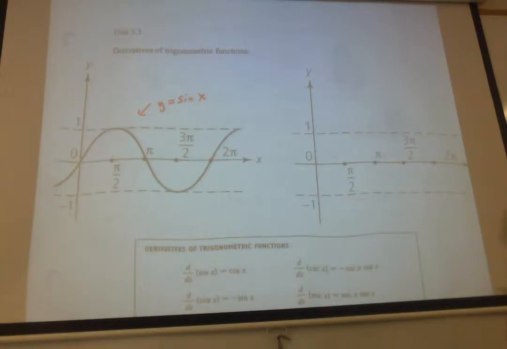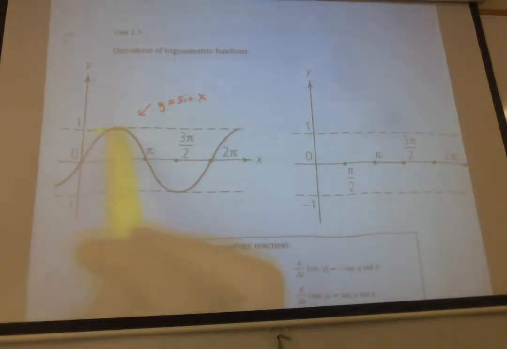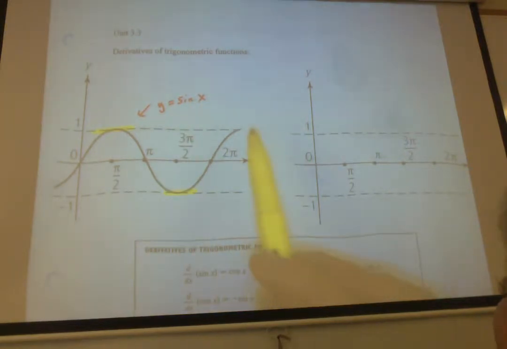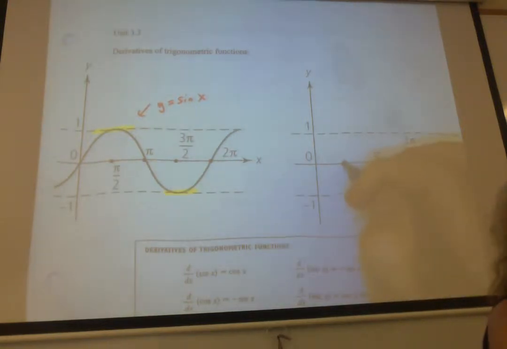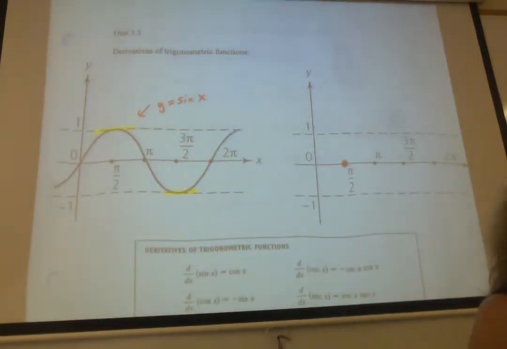To sketch the derivative, we were doing this a couple weeks ago. First thing I'd want to do is look at where its tangent lines would be 0. It's looking like it would have tangent lines with derivative 0 at pi over 2. So I'm going to have a point right here, and at 3 pi over 2.